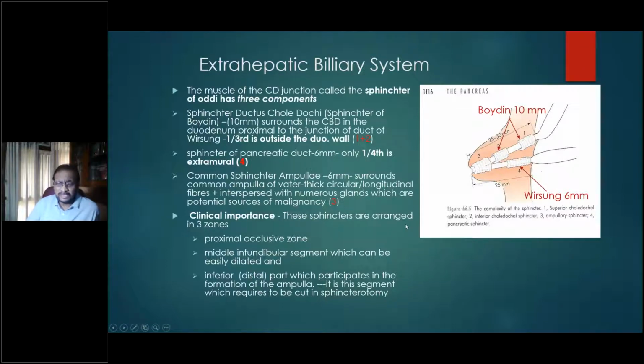Now, what is the clinical importance? Number one, the proximal occlusive zone. This is occluding the CBD, occluding the pancreatic duct. Then the middle infundibular segment, which can be easily dilated. So you can easily dilate the middle segment. And this is the most distal or inferior part, which participates in the formation of the ampulla. And this is what the gastroenterologist cuts when he says he is giving a slit on the sphincter, or sphincterotomy. He's not cutting through all of it, he's just cutting through this. So that is the terminal part of the sphincter we're talking about, right?